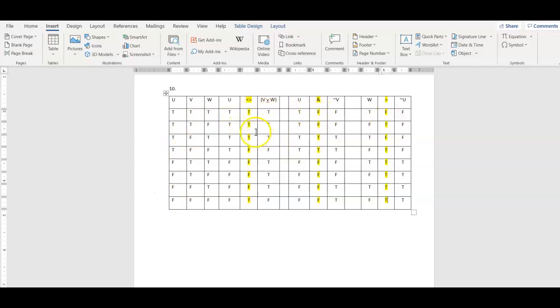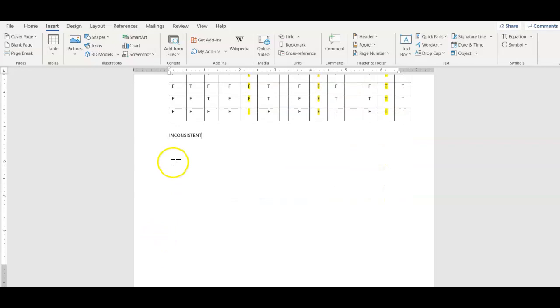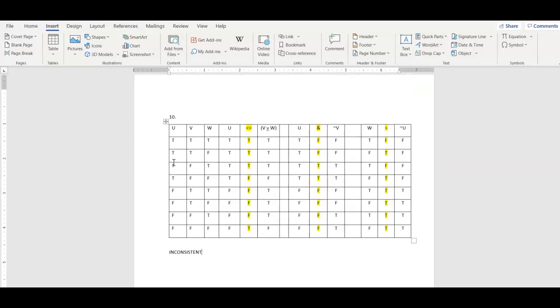This one we have two falses. This one false. This one false. False. False. False. False. And false. So this is the first time we've seen a set of sentences that is inconsistent, because there is no line on which they all come out as true. All right, so that's how you use truth tables to determine if a set of sentences is consistent or inconsistent.